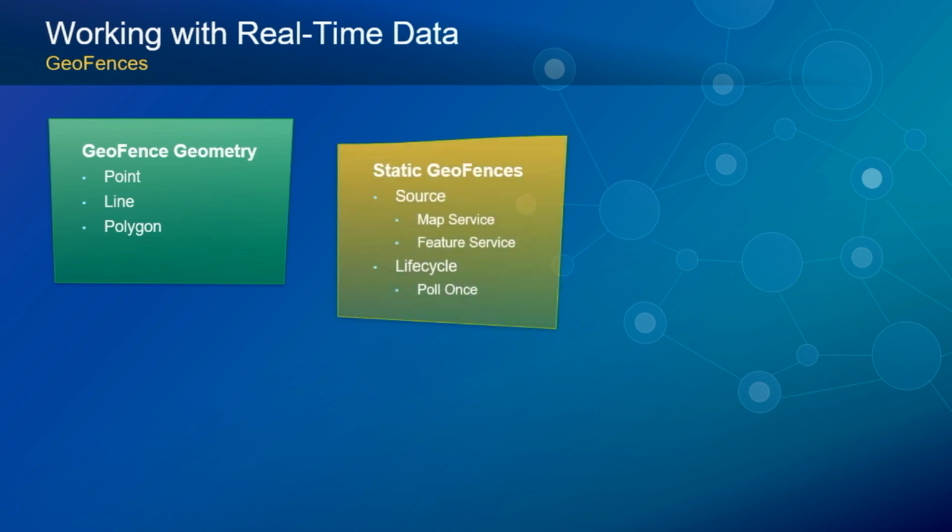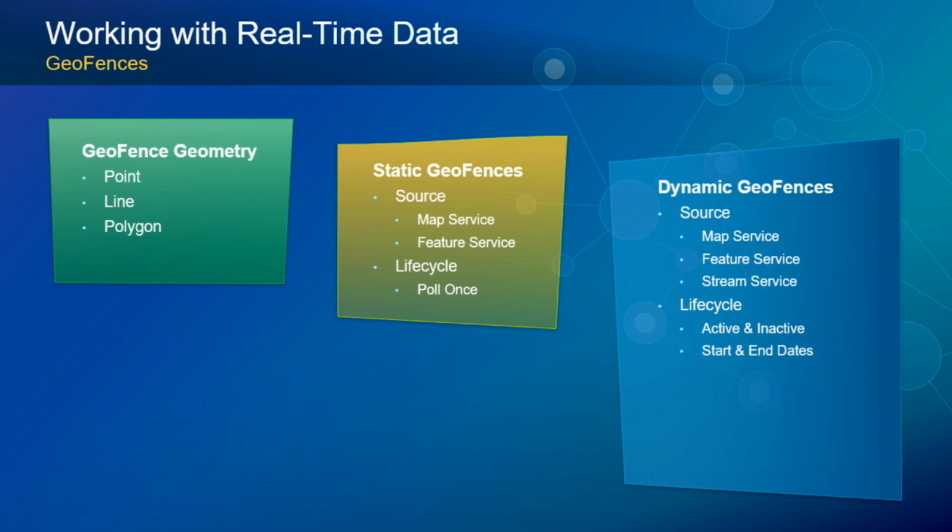And we also have two key different ways of working with geofences. We have static geofences and dynamic geofences. A static geofence is when we're pulling the data, let's say, from a feature service. We want to know, here's all our boundaries from this feature service. We could pull that in once, and it's good for that initial pull. It's not going to continuously update as that information updates. It's just retrieving it, and that's it. And we can do that with either a map service or a feature service.